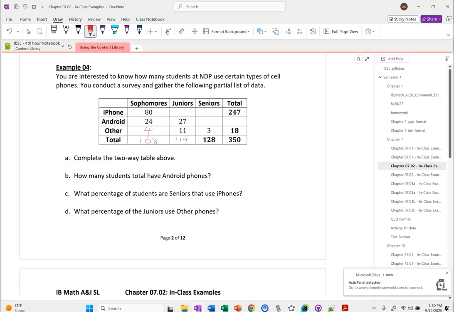Okay. What's this one over here? Yeah. How about this one?